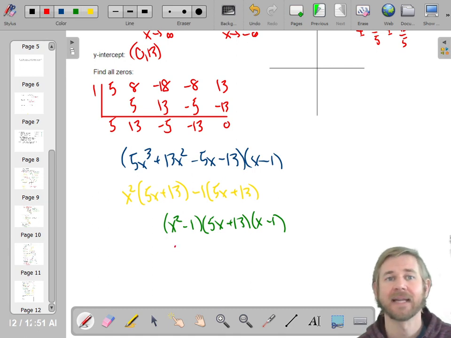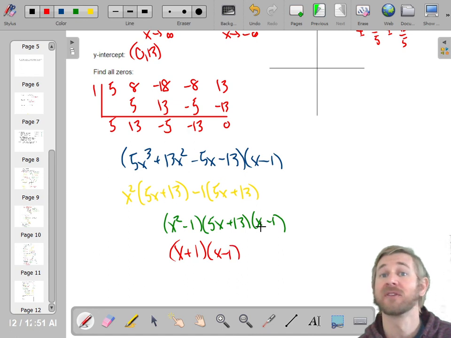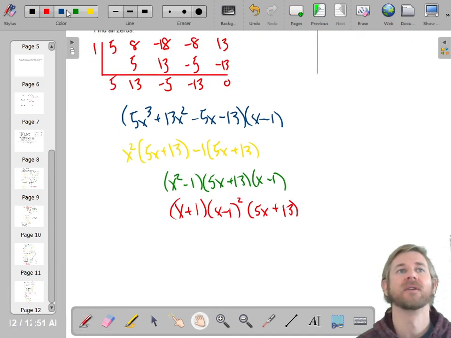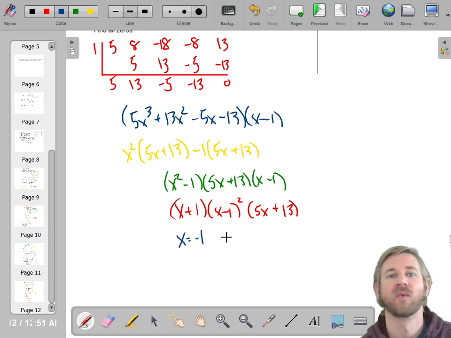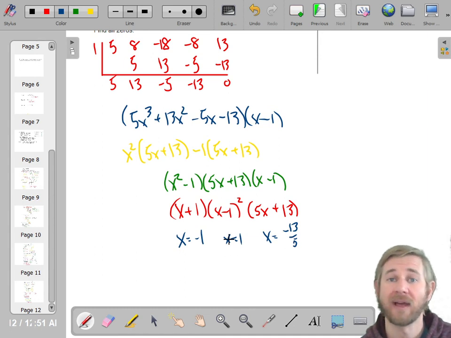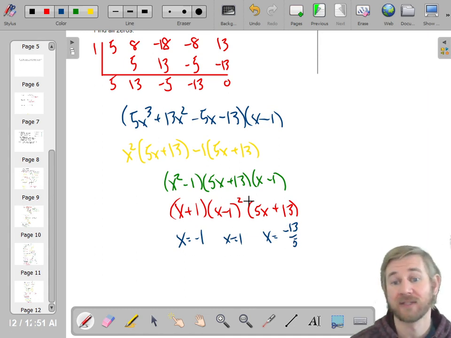But that's a difference of squares. X plus 1, x minus 1, and then there's another x minus 1, so I'll square it, and then 5x plus 13. Okay, so where are my zeros? My zeros are at negative 1, my zeros are at positive 1, and negative 13 over 5. But remember, this is a double count, so 1, 2, 3, 4, that's all of them.